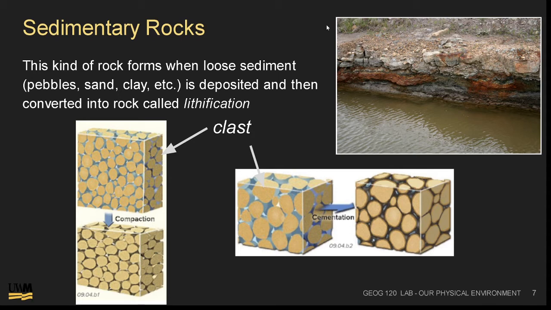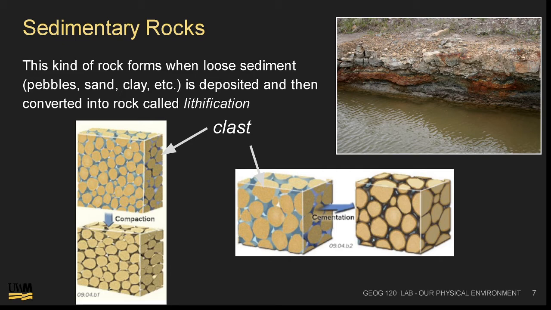Like the root word, sediment, implies, these rocks can form from depositions of sand, silt, or clay that might be picked up, like in water or in the air as dust. And then that sediment is deposited, such as on the bottom of the riverbed or the ocean, or just simply on the surface of the ground.